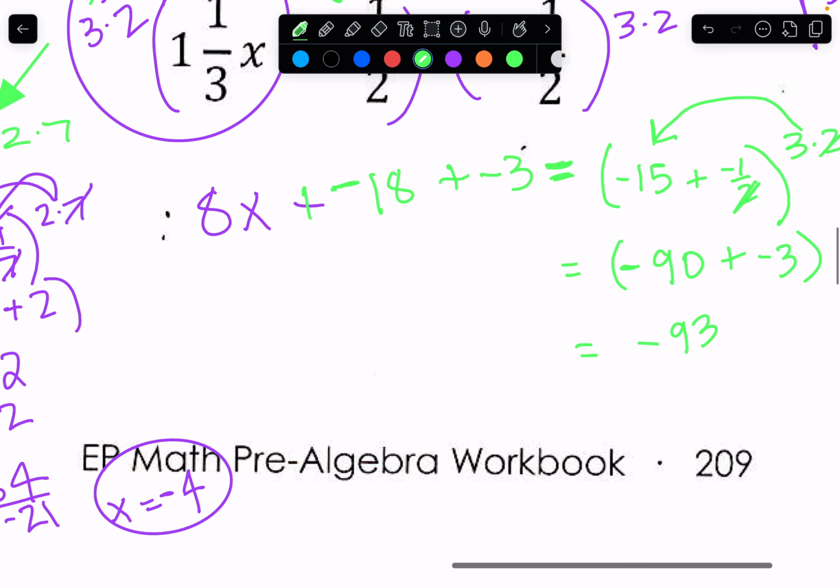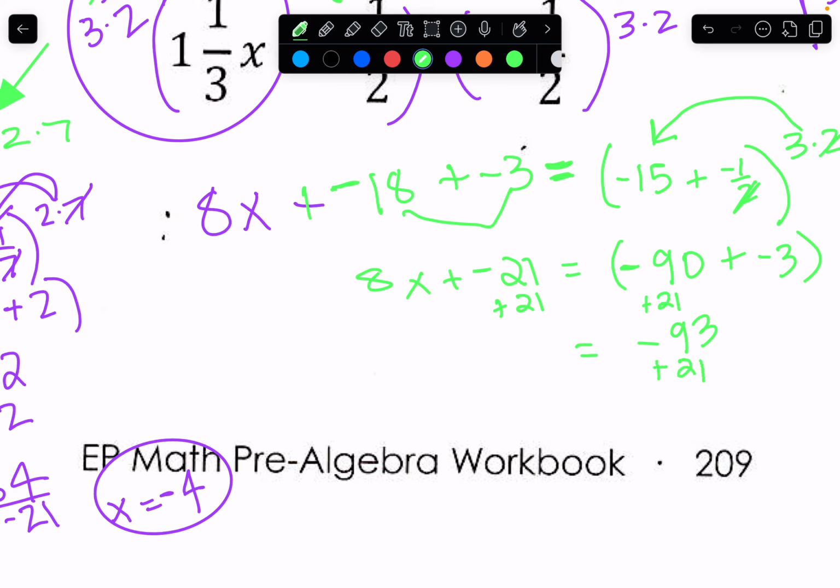And on this side, I've got my 8x plus negative 21. I just combined these two. All right, so we're going to add 21 to this side and add 21 to this side, which would be this number right here. All right, and I'm going to get 8x equals.